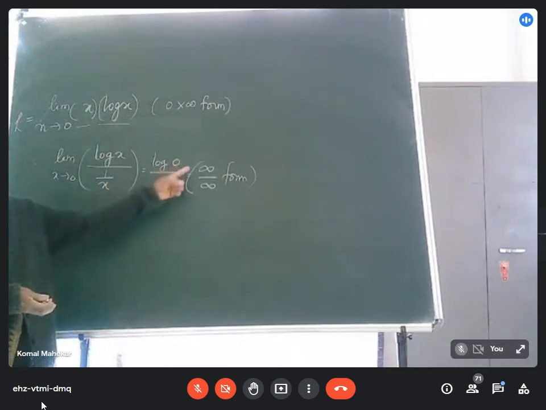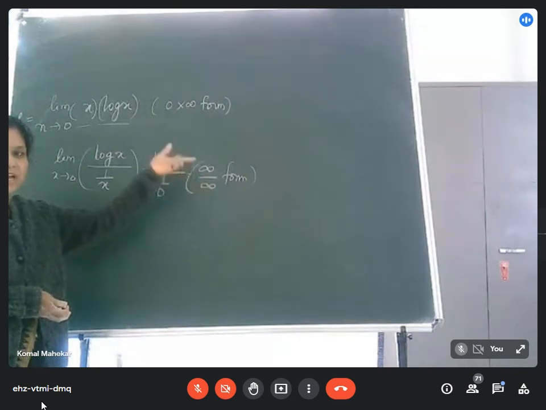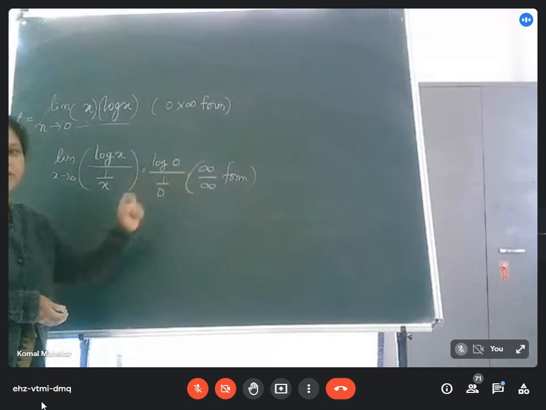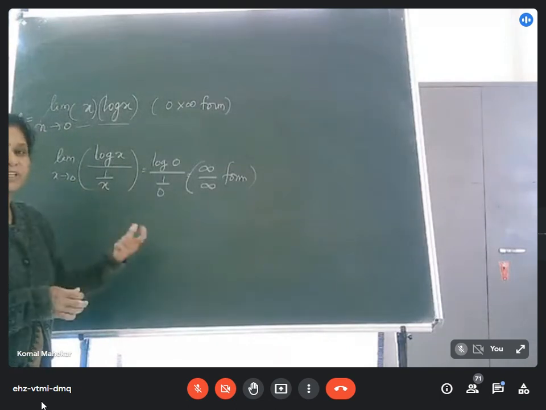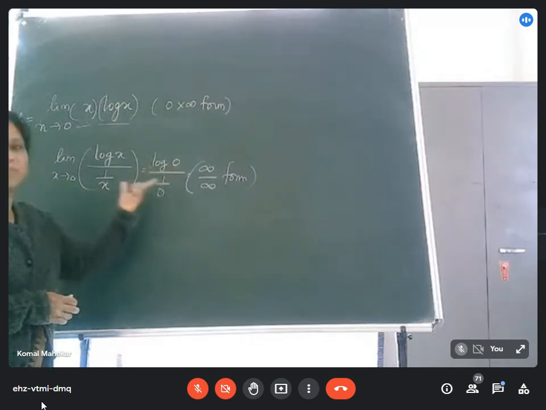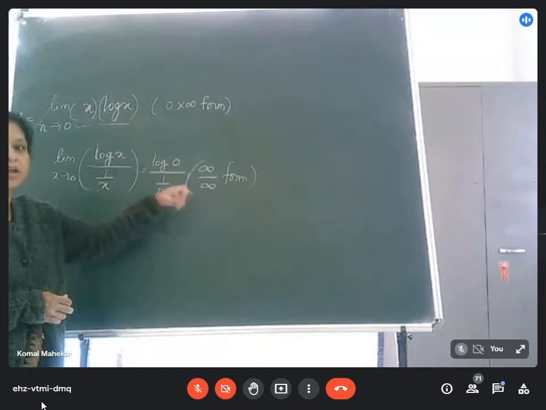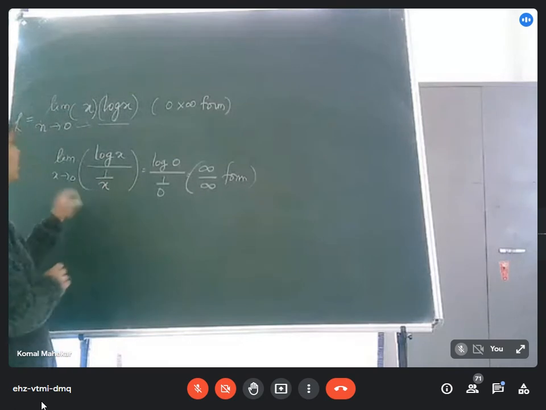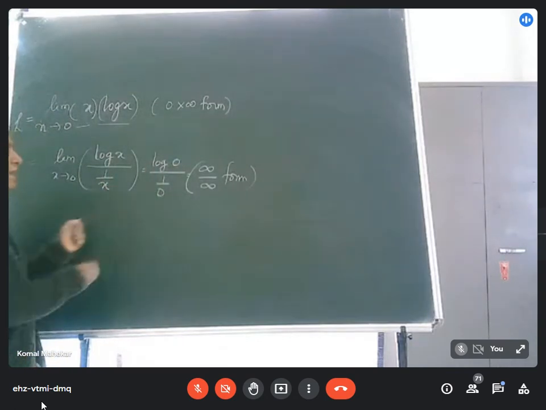वही है इंफिनिटी बाय इंफिनिटी, अभी किया था ना पहले दो एग्जांपल, इसके पहले जो एग्जांपल लिए थे वो इंफिनिटी बाय इंफिनिटी फॉर्म की है। इंफिनिटी बाय इंफिनिटी या फिर 0 बाय 0, दोनों में से कोई भी फॉर्म में आपको मिल जाएगा। 0 into इंफिनिटी कन्वर्ट इनटू इंफिनिटी बाय इंफिनिटी और 0 बाय 0 फॉर्म। ठीक है तो ये होगा आपका इंफिनिटी बाय इंफिनिटी फॉर्म, और नाउ यू कैन अप्लाई L'Hospital rule.